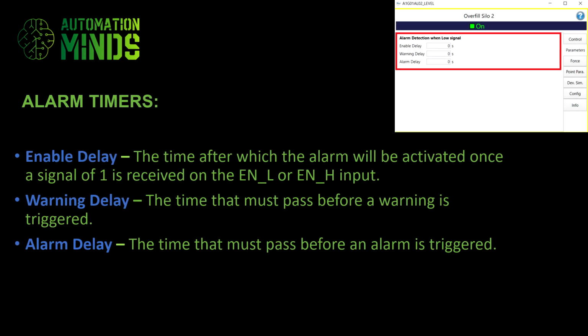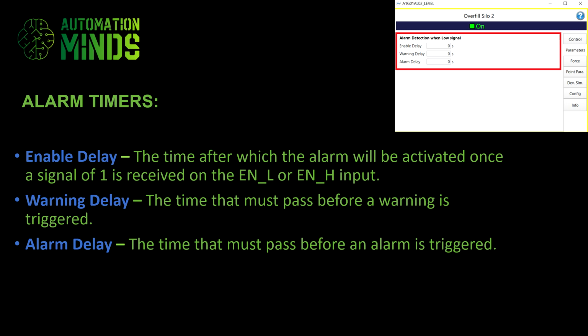Similar to Unimotor motors, alarms have delay times that allow control over the time before the alarm is activated or before a warning or alarm is generated. Enable delay, the time after which the alarm will be activated once a signal of 1 is received on the ENL or ENH input. Warning delay, the time that must pass before a warning is generated.